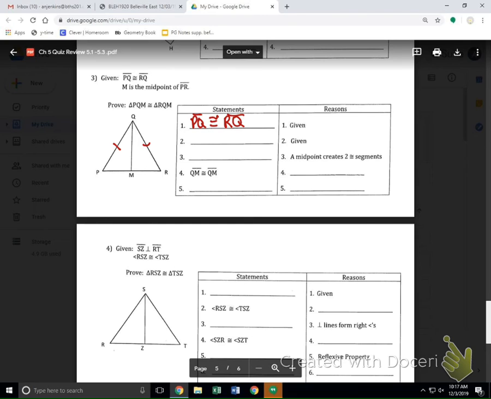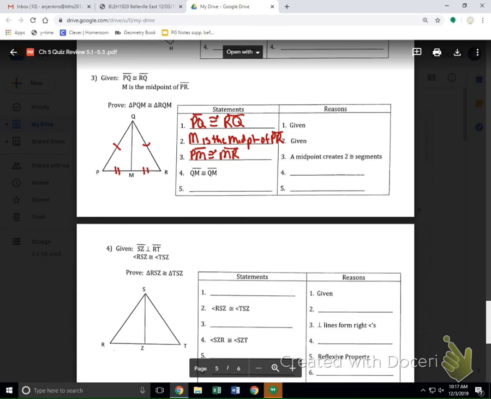Okay, our second part here is that M is the midpoint of PR. And we know that because it's given. What does it mean to be the midpoint? It's halfway through. It's congruent into two congruent parts. So we can say that PM is congruent to MR because a midpoint creates two congruent segments. So that allows me to draw this in here.